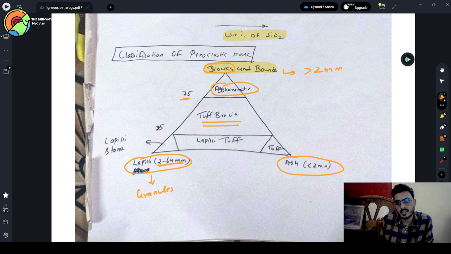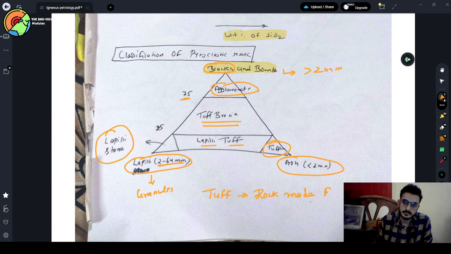In between lapilli and ash, we get a lapilli tuff. If the rock is fully composed of lapilli, we call it a lapilli stone. And if a rock is made only of ash, we call it a tuff. So tuff is a rock made from ash. Okay.